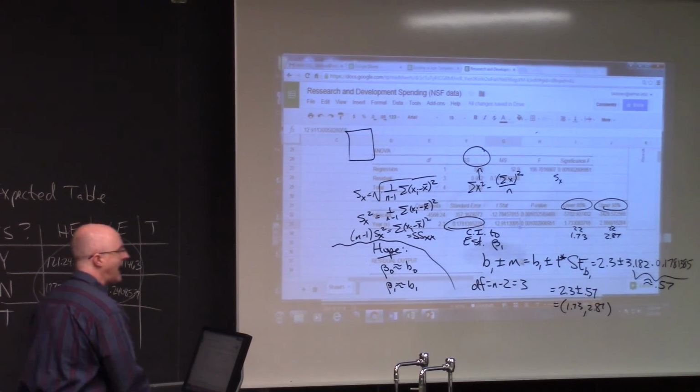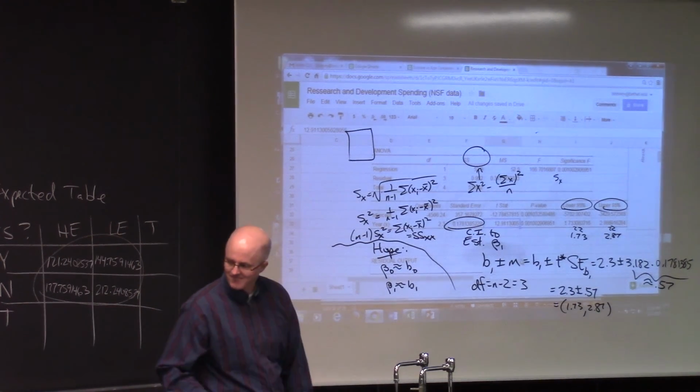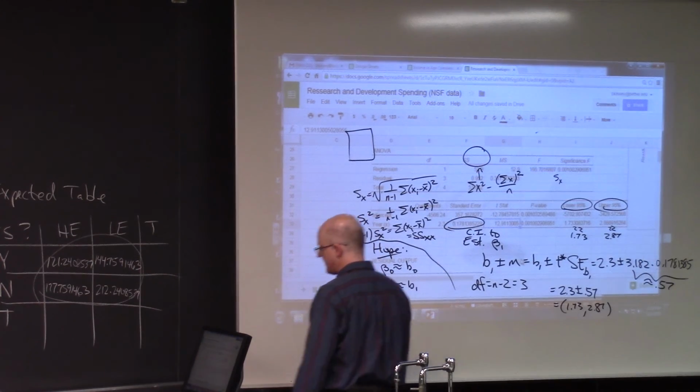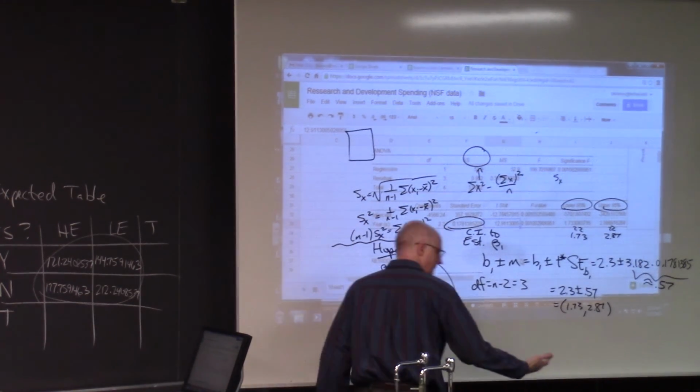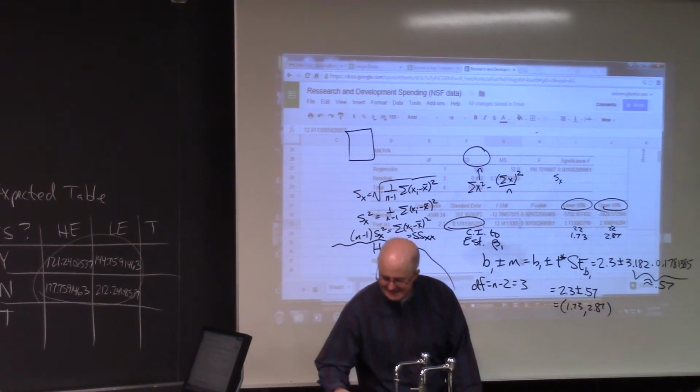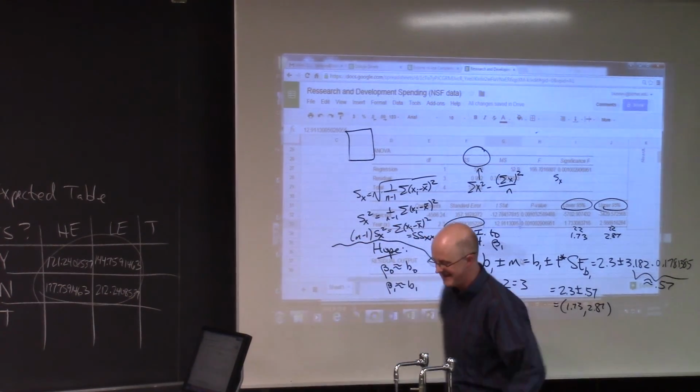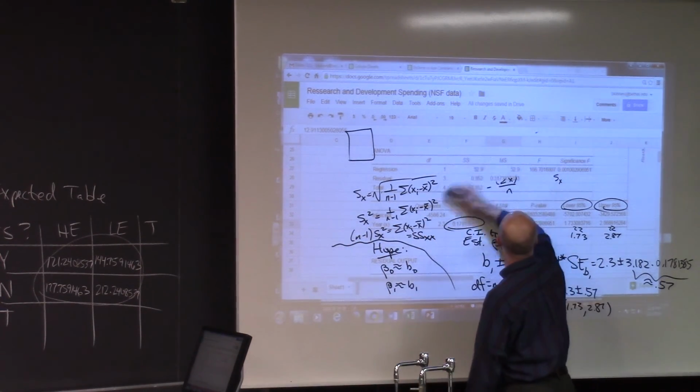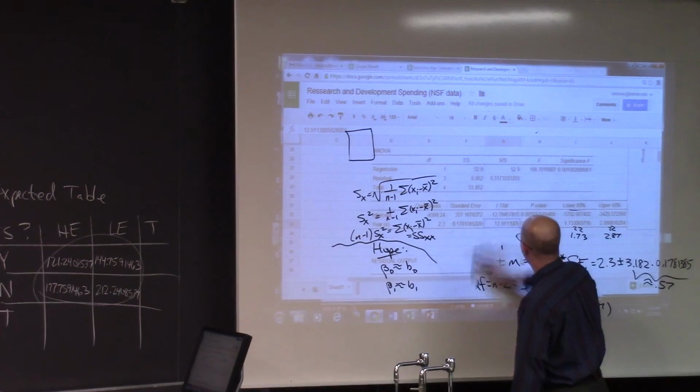What about hypothesis testing? Where'd the whiteboard eraser go? Oh, it fell in the sink. Okay, another sink accident. What about hypothesis testing?